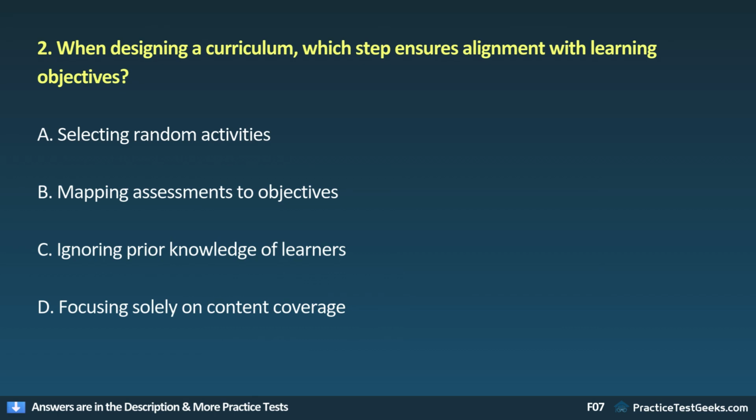2. When designing a curriculum, which step ensures alignment with learning objectives? A. Selecting random activities. B. Mapping assessments to objectives. C. Ignoring prior knowledge of learners. D. Focusing solely on content coverage.